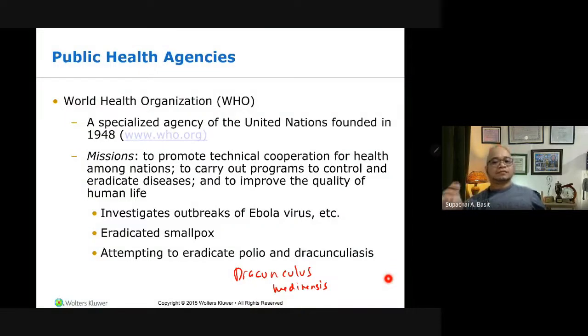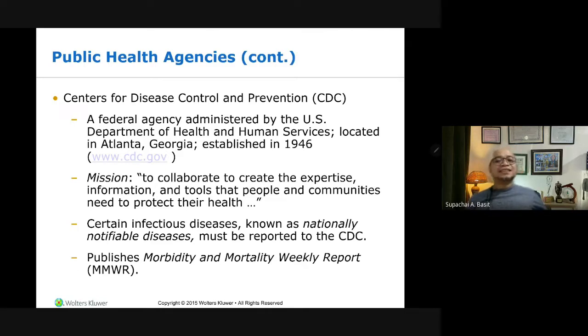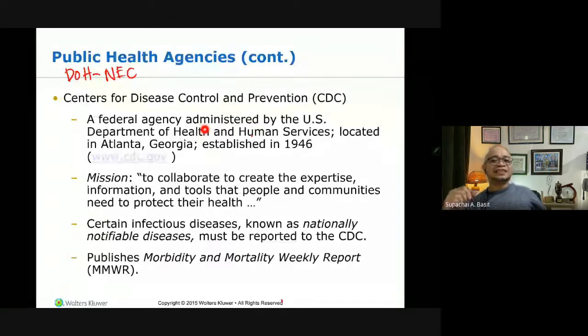Okay, so that is the World Health Organization. In the United States, they have the CDC. But here in the Philippines, we have the DOH and the NEC, the National Epidemiology Center. But let us discuss the CDC. It's a federal agency administered by the US Department of Health and Human Services, located in Atlanta, Georgia. It was established 2 years ahead of WHO.